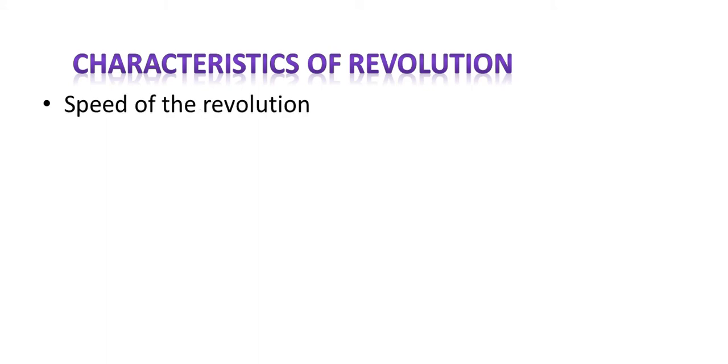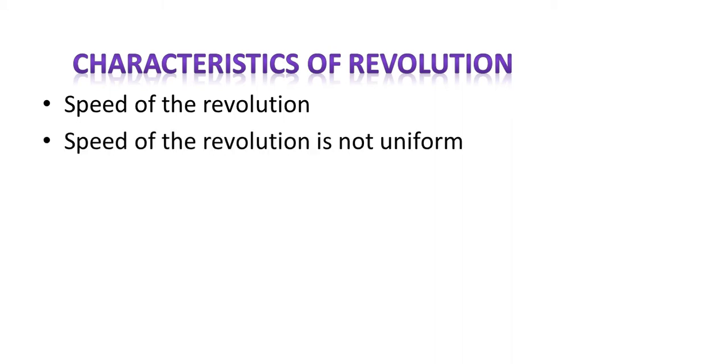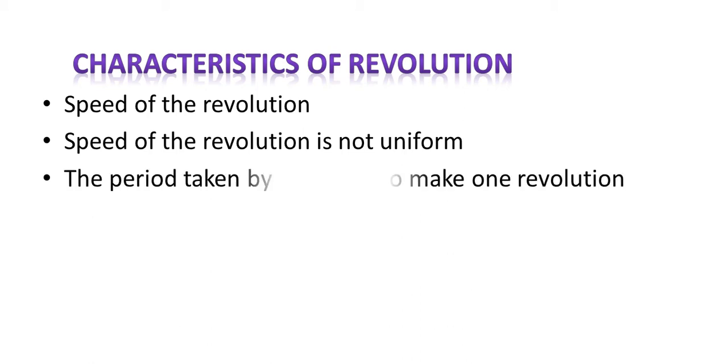First, speed of the revolution. The earth moves round the sun in an elliptical orbit at an average speed of 29.8 kilometers per second or about 1 lakh kilometers per hour. Second, speed of the revolution is not uniform. When the earth is closer to the sun, the gravitational pull makes the earth move faster than when it is away from the sun. Thus, the speed of the revolution is not uniform.